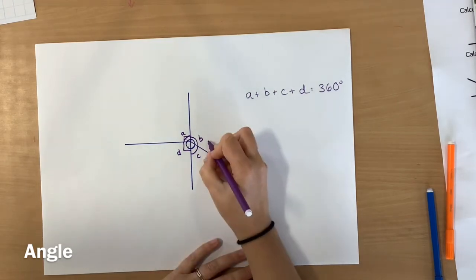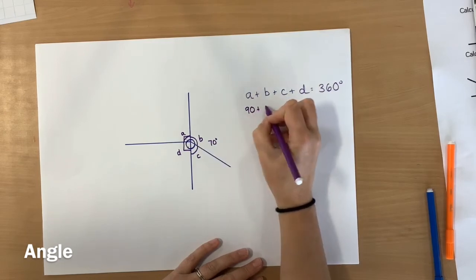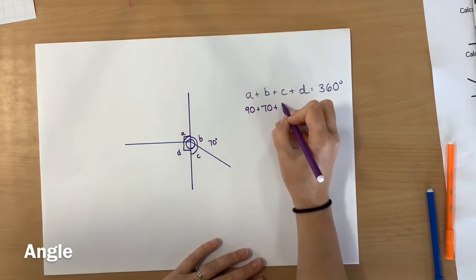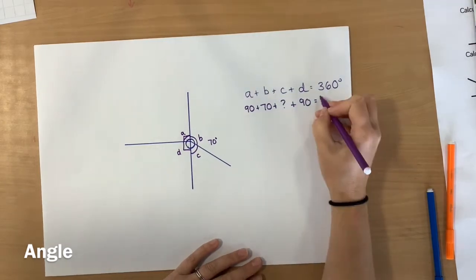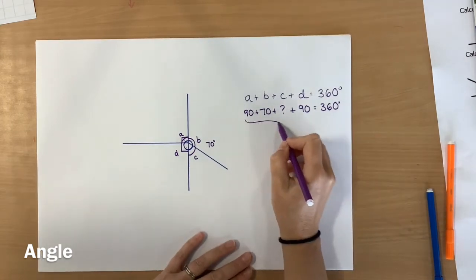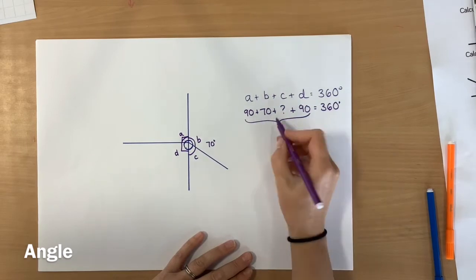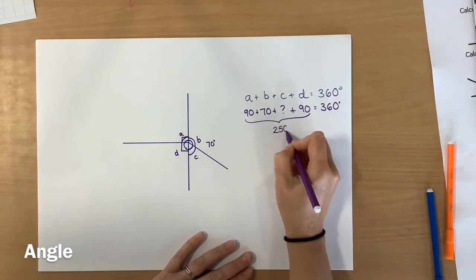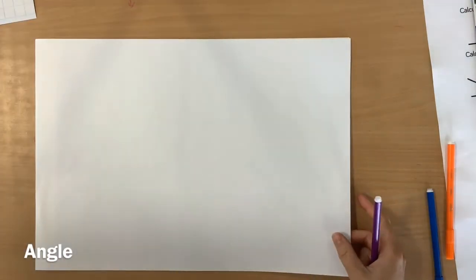Okay? Now I'm going to tell you that I've got 2 right angles there and I'm going to say that B is 70 degrees. So we've got 90, add 70, add, we don't know, add 90, equals 360. So far, I've got 180, add 70, I've got 250 degrees. Oh, I've just realised that's ridiculous. Start again.